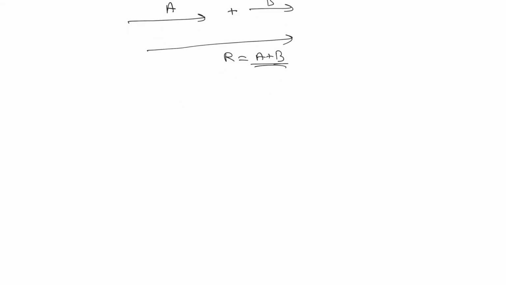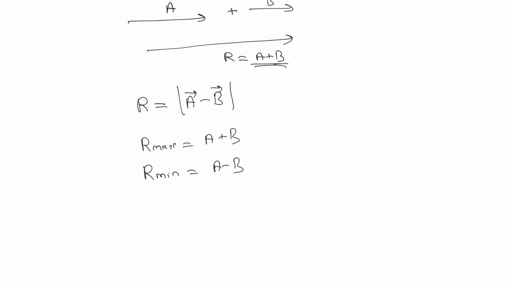So just remember that, same as A vector plus B vector, the magnitude of A vector minus B vector can also have a maximum value equal to A plus B, magnitude of A plus magnitude of B, and the minimum possible value is nothing but A minus B. Again, remember that the maximum value is A plus B and the minimum value is A minus B, and it can have any value between A plus B and A minus B. It cannot be greater than A plus B and it cannot be less than A minus B.